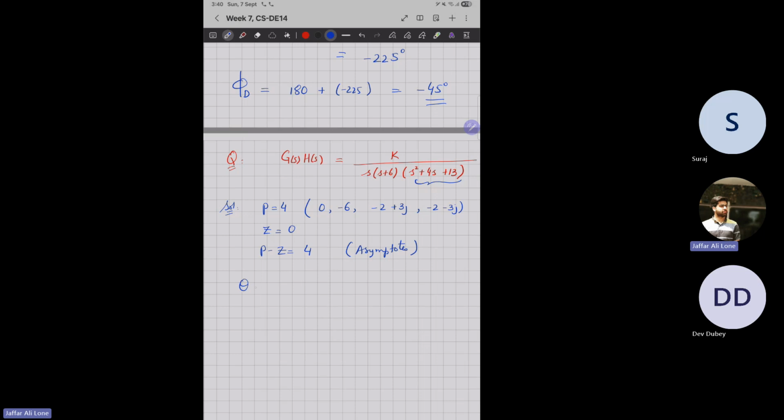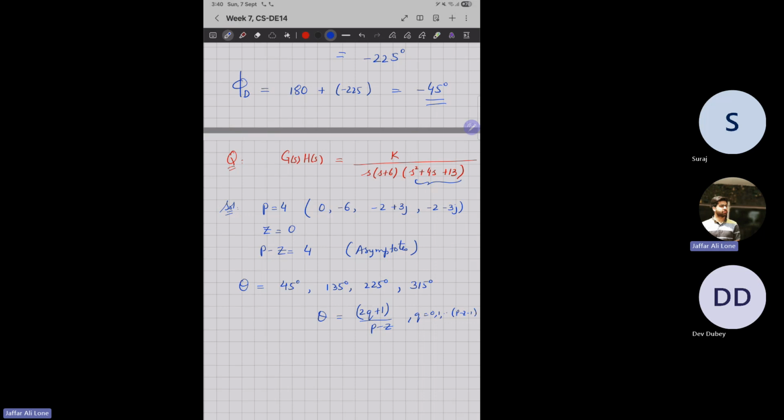So angle of asymptotes theta will be 45 degree, 135 degree, 225 degree, 315 degree. It's not a big deal to calculate. You just have to put in the values in this formula: 2k plus 1 divided by p minus z, where k is 0, 1, so on up to p minus z minus 1. Okay, so we directly found the angle of asymptotes.